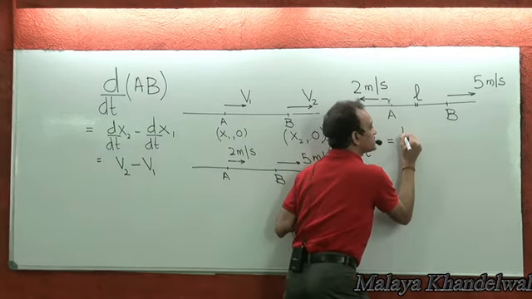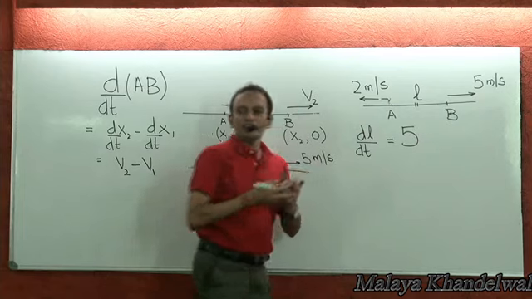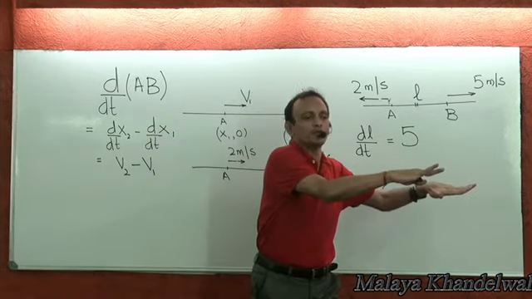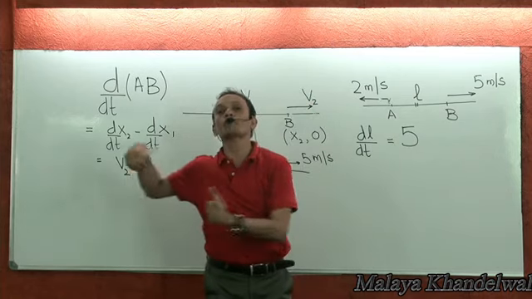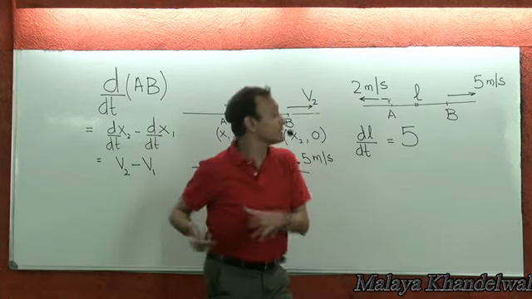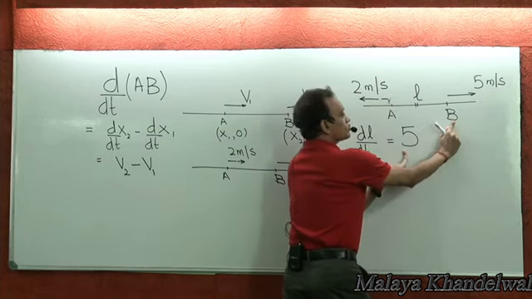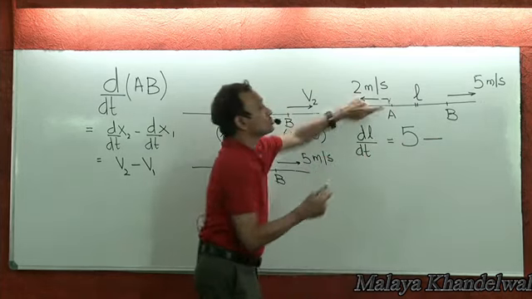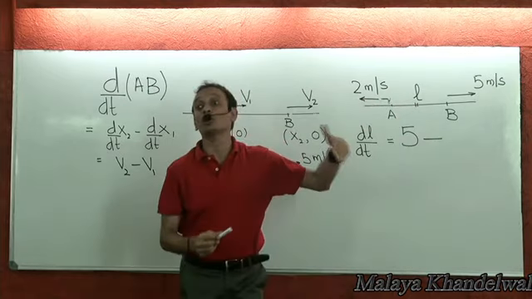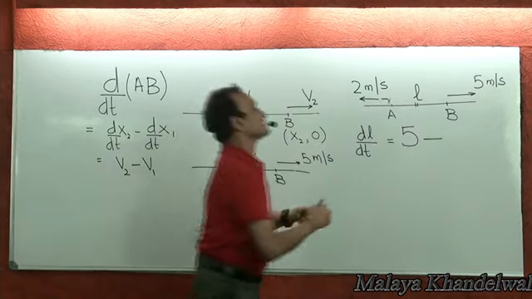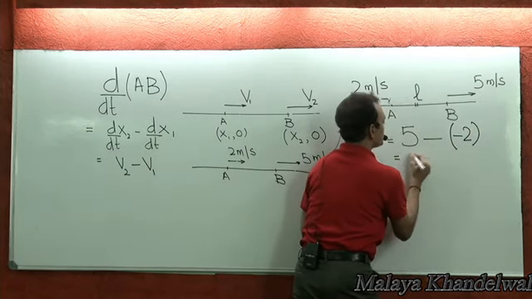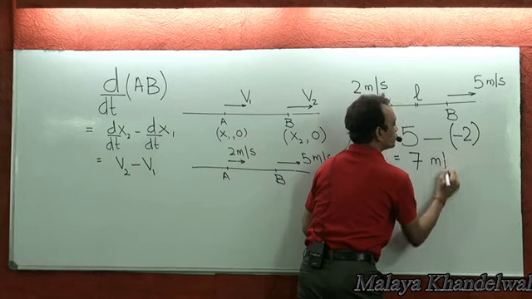Velocity of B along AB is 5. Everything, if I'm going from A to B, then everything measured along AB would be positive. Everything measured opposite to AB would be negative. So dL/dt is going to be velocity of B along AB, 5, minus velocity of A along AB. Velocity of A along AB is precisely minus 2. So that gives me 7 meters per second. Yes or no?